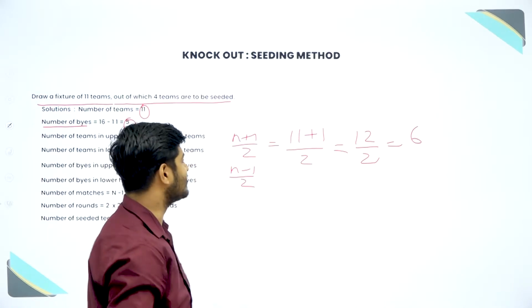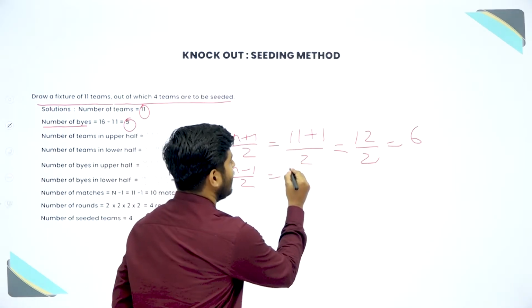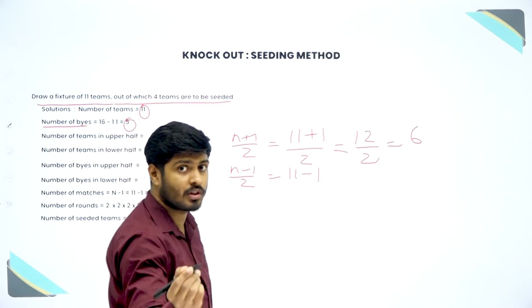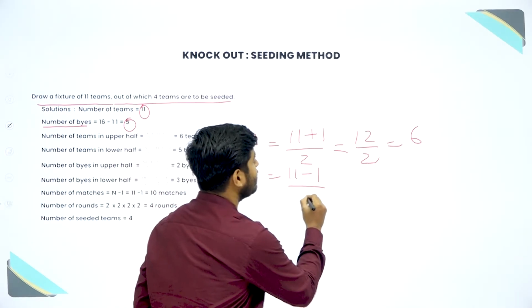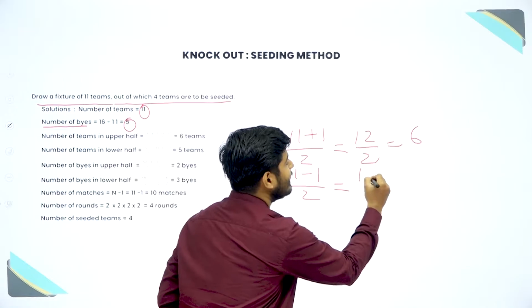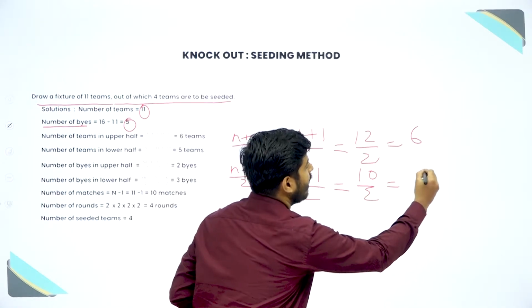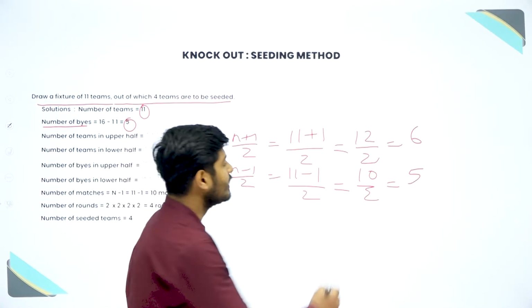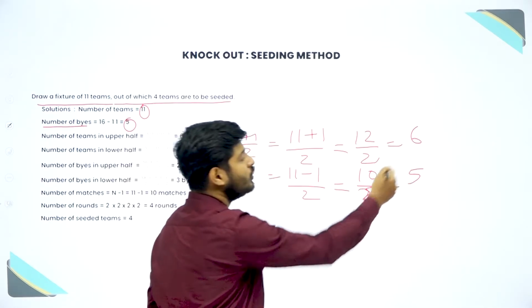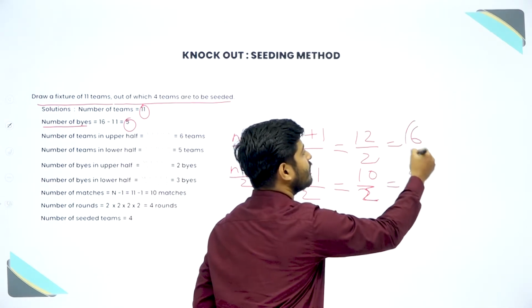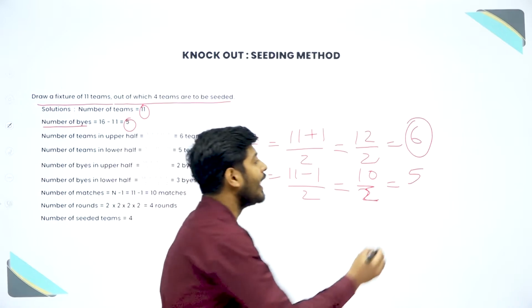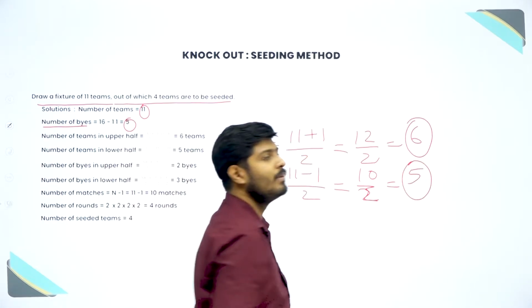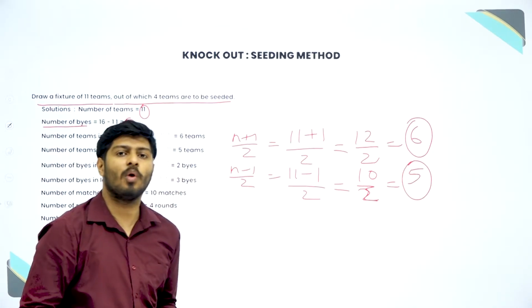Got it? What is the second one? Second one is 11 minus 1 divided by 2. We are finding for the lower half now. You get 10 divided by 2, and you have 5. So this 6 is the total number of teams that will be there in the upper half, and this 5 will be the total number of teams that will be there in the lower half.